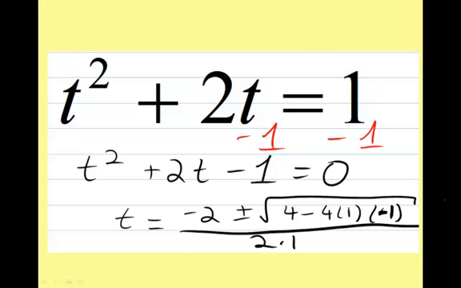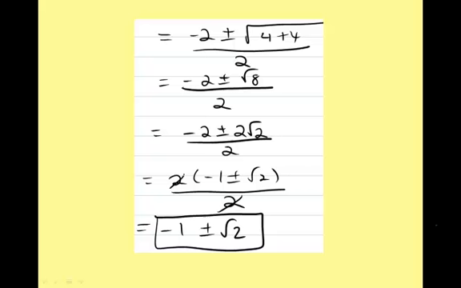So you get negative 2 plus or minus the square root of 4 minus 4 times a, which is 1, times c, which is negative 1, all over 2. So you end up with negative 2 plus or minus 2 root 2 all over 2. You can factor out a 2 and cancel it with the bottom. So you get negative 1 plus or minus root 2.